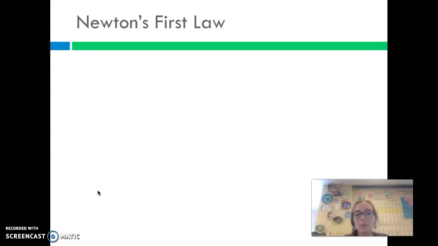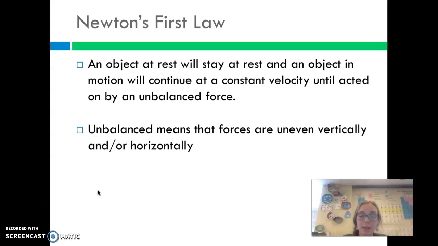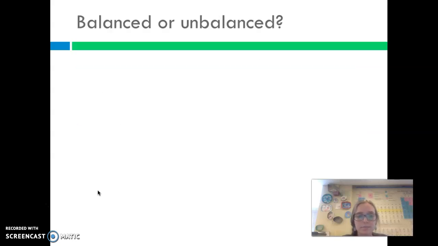Now we're going to talk about Newton's first law. Newton's first law states that an object at rest will stay at rest, and an object in motion will continue at a constant velocity until acted upon by an unbalanced force. Unbalanced means that forces are uneven vertically and/or horizontally.